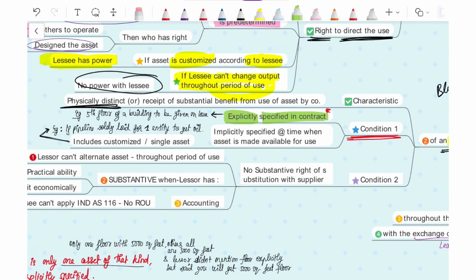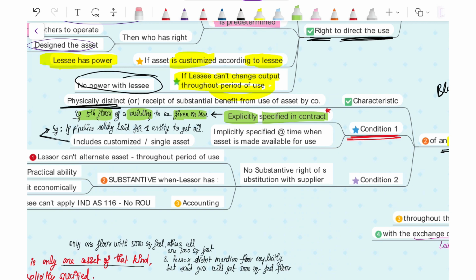Explicitly, it should be written in the contract. Suppose you are taking a floor or an apartment on rent, it should be on a lease. It should be explicitly specified that the 5th floor of the building will be given to you on a lease. The 5th floor of a building. Now this is very explicit. They will mention which building it is, and the 5th floor of it is yours. That is very explicitly specified.